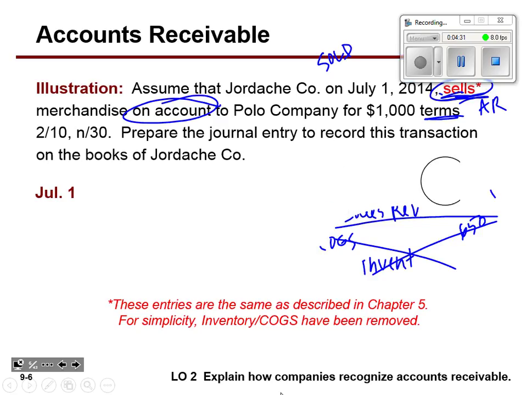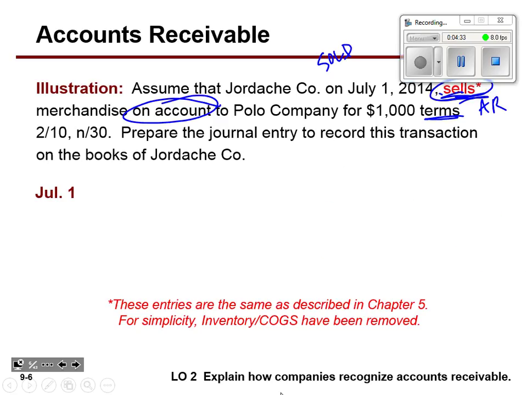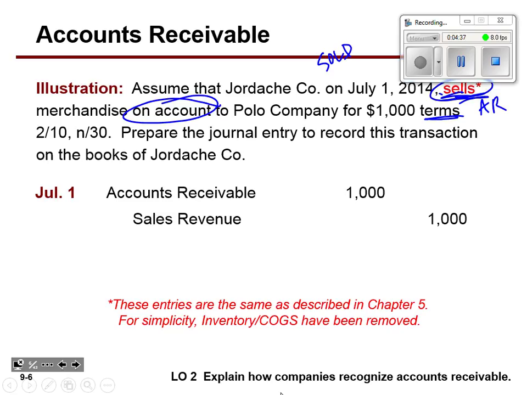Okay, so you just saw me do the entry. July 1st, AR goes up, and we sold something. Sales revenue also goes up. This is one of the first things that we learned, probably in chapter 2 or 3. And then we complicated it in chapter 5. Now they're taking the complicated part away.